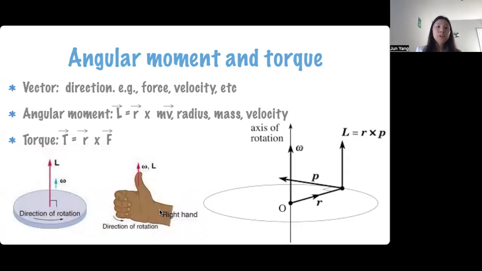We can use the right-hand rule to decide the direction of the angular momentum. The four fingers point towards the direction of the rotation, and the direction of the thumb is the direction of the angular momentum.